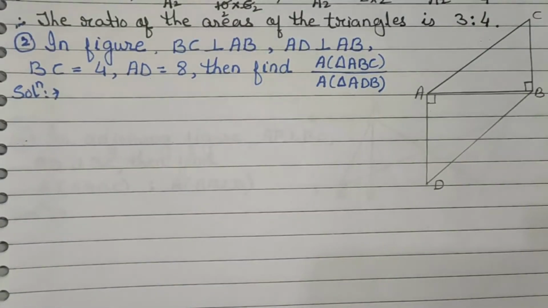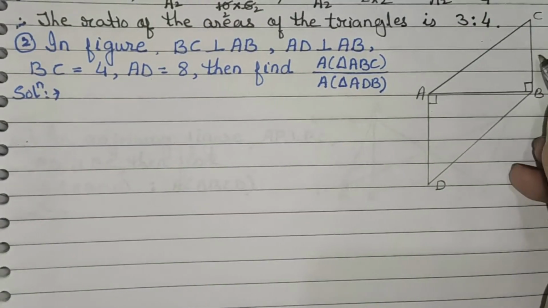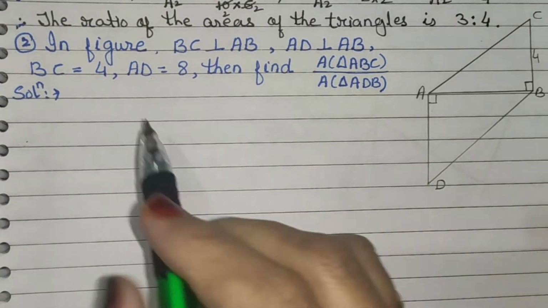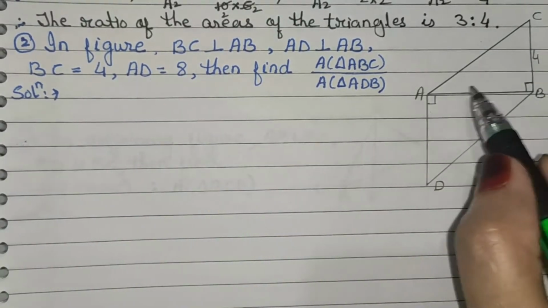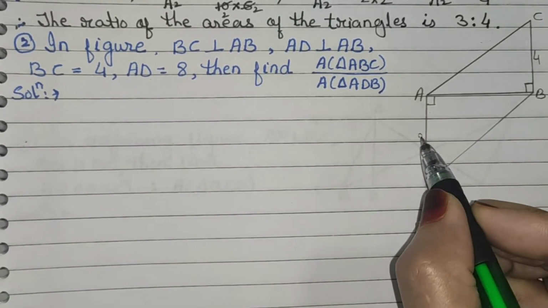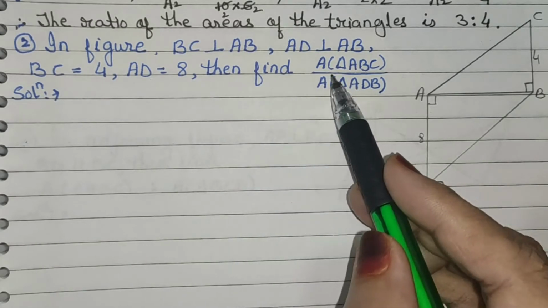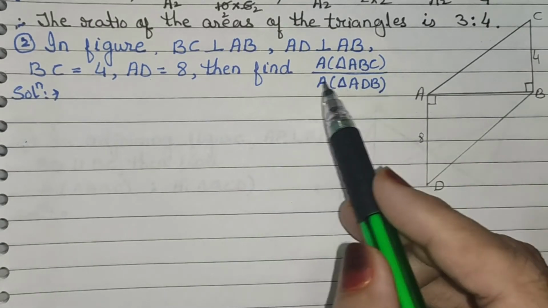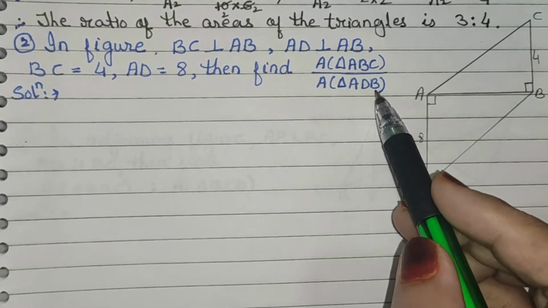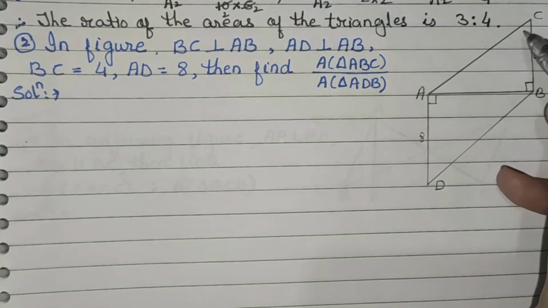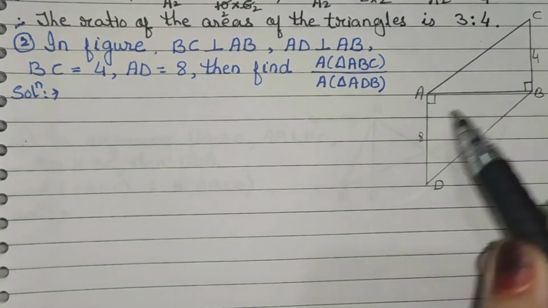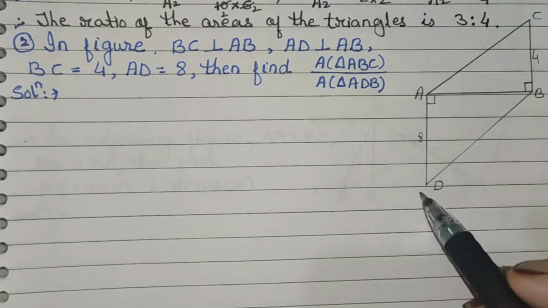BC is equal to 4. The value of BC is given here, which is equal to 4, and AD is equal to 8. Find the area of triangle ABC upon the area of triangle ADB. Now the area of triangle ABC means this one, and the area of triangle ADB is this one.